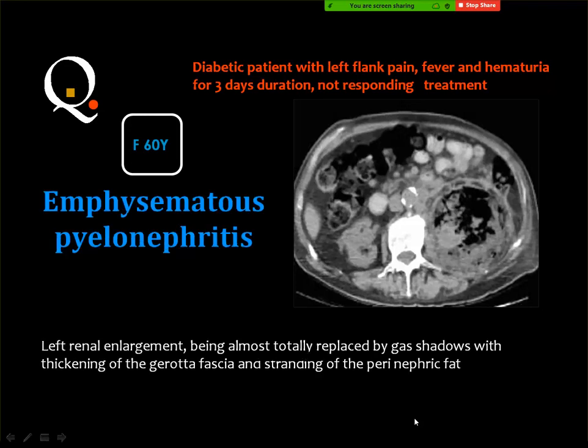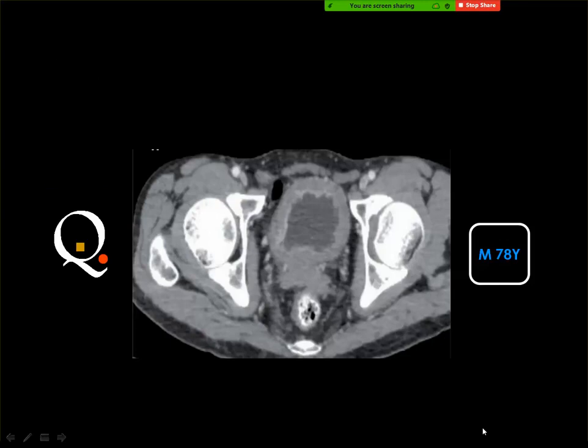Emphysematous pyelonephritis. This is a diabetic patient with fever and hematuria. And then you got air, which is almost totally replacing the whole kidney. Then emphysematous pyelonephritis.